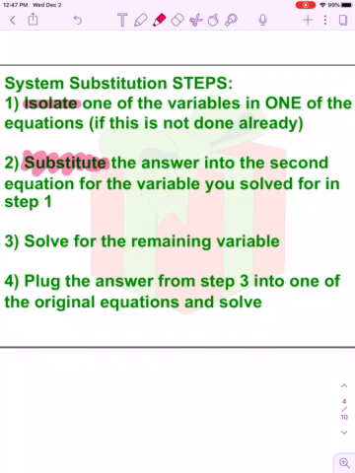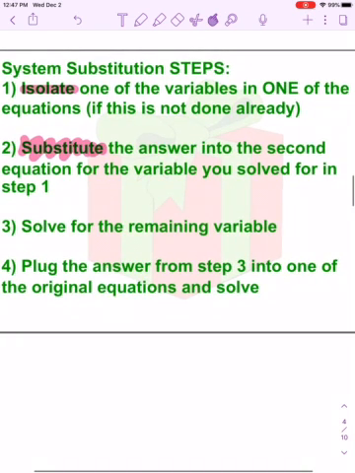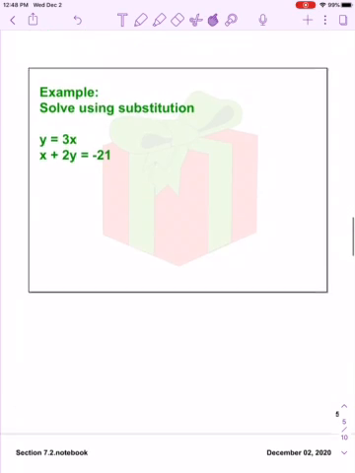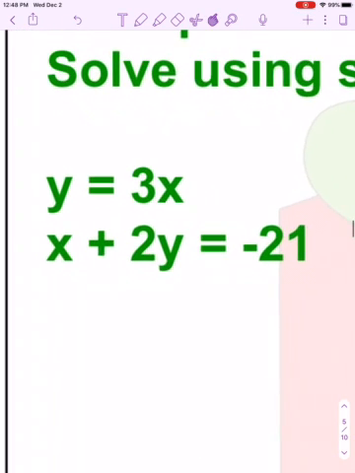Then you solve for the remaining variable, because at that point you're going to take an equation that used to have both an x and a y, and turn it into an equation that only has x's or only has y's. Then you plug it into one of the original equations and solve. Keep in the back of your head that we're looking for a point where the lines intersect. So by the end of this, we need an x and a y to give us that ordered pair.